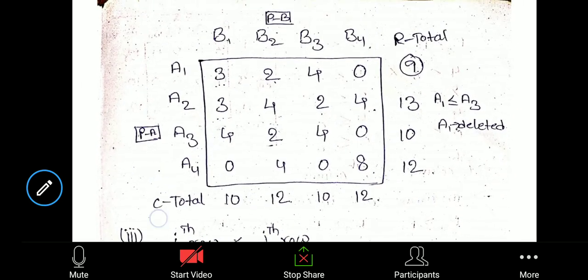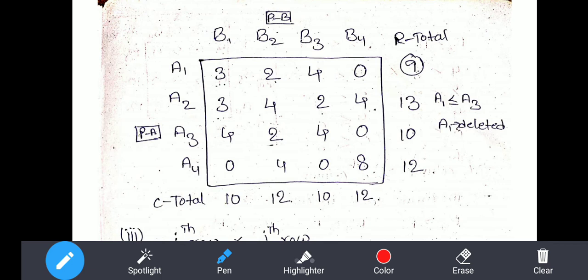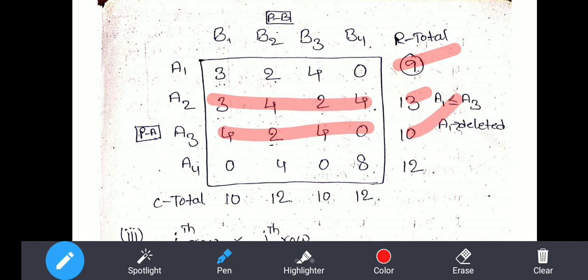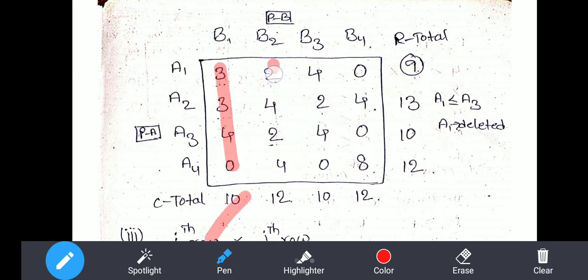So row wise total and column wise total we did here. The first row total will be 9, the second row total will be 13, the third row total will be 10, and the fourth row total will be 12. Column wise also: the first column, second column, third column, and fourth column totals will be calculated.